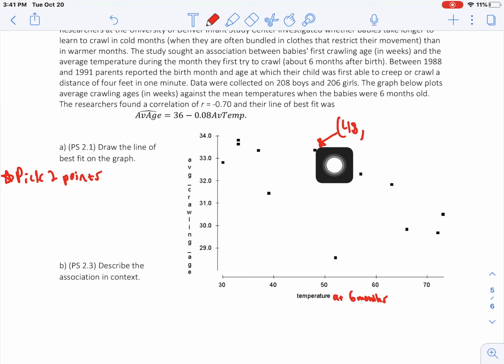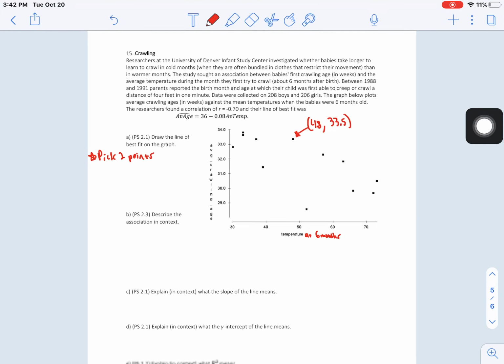And this baby had a crawling time at about 33 and a half weeks. So it was about 48 degrees at 6 months for that baby, and the crawling time was at 33 and a half weeks.